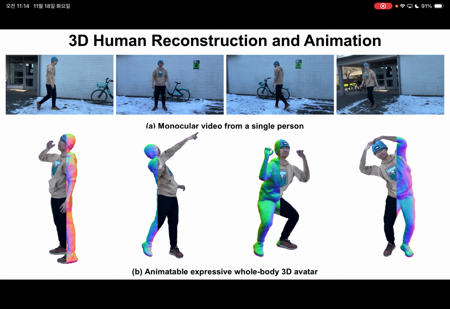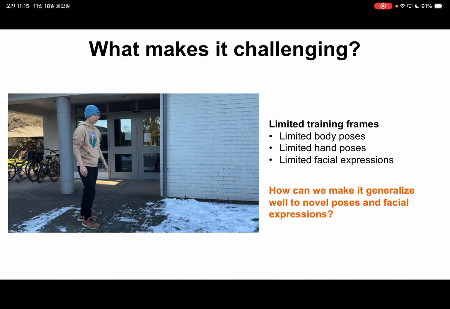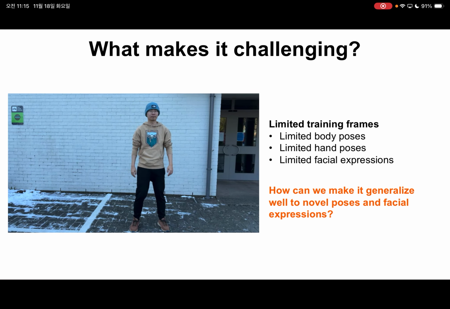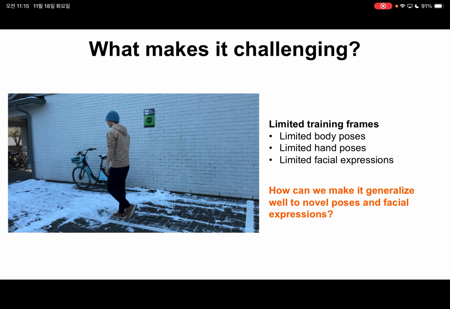So this is computer vision. From these sparse view images, we reconstruct some canonical representation, and then based on the reconstructed canonical representation, we render images. So that is computer graphics. So it's a combination of computer vision and computer graphics. And data collection is always challenging. So we only require a few limited training frames that only have limited body pose, limited hand pose, limited facial expression. How can we generalize it to novel pose and facial expression?